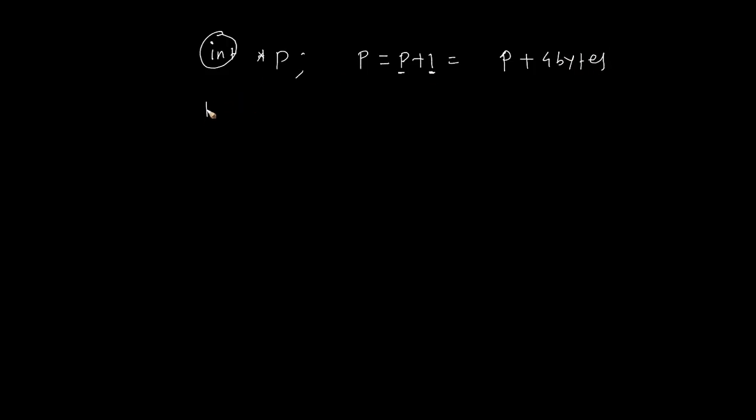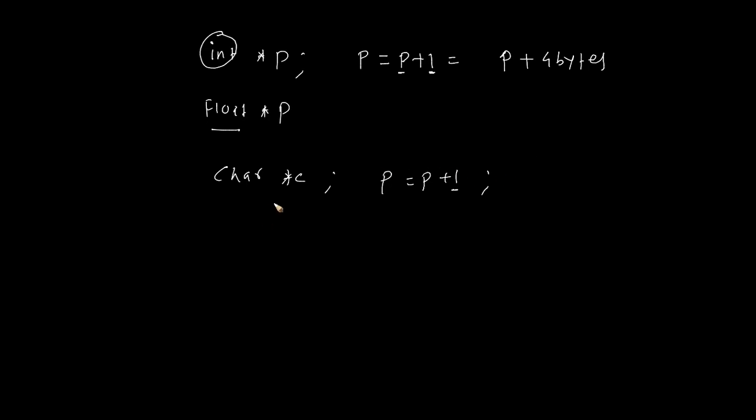If p is a float type pointer, p will again be incremented by one location, but here one location is 4 bytes. Again, p plus 4 bytes. If p is a character type pointer and you say p equal to p plus 1, p will be incremented by one location of character type. That means p will be incremented by 1 byte, right?